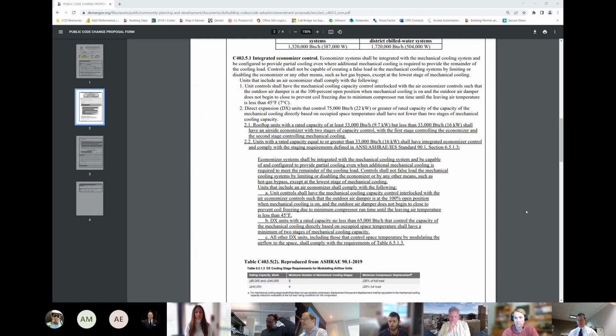Yeah, I'm not opposed to collapsing this language where it's redundant with IECC and then changing the capacity for C435.1 number 2, changing that from 75,000 BTUs down to 65,000.